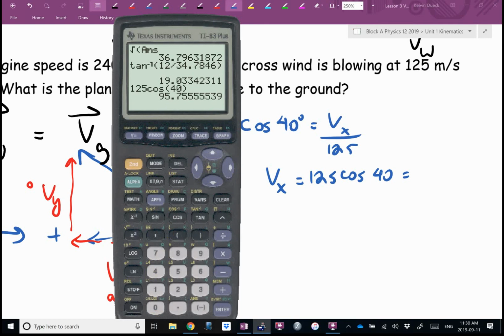I get that. Is this my final answer? No. Then I'm going to carry some extra sig figs. And usually if I go to 5 or 6, that'll guarantee that I'll be good to 3 with my final answer. So I'm going to go, I don't know, 95.7556.